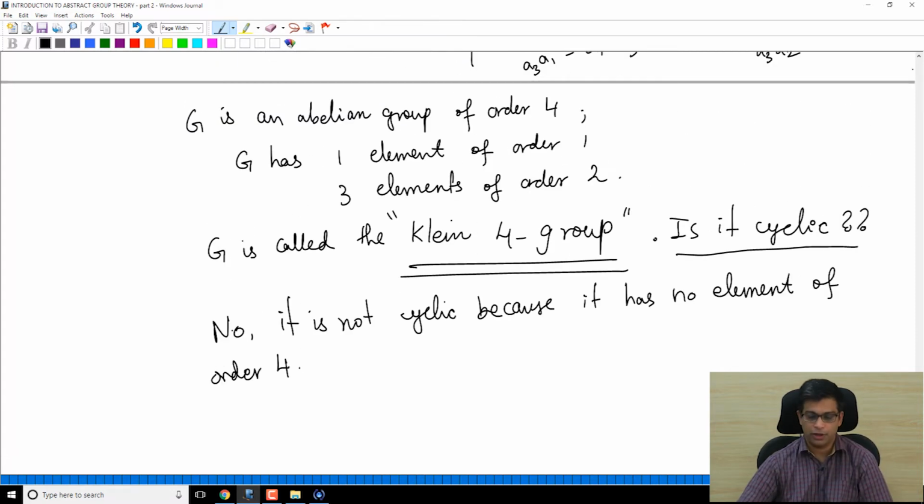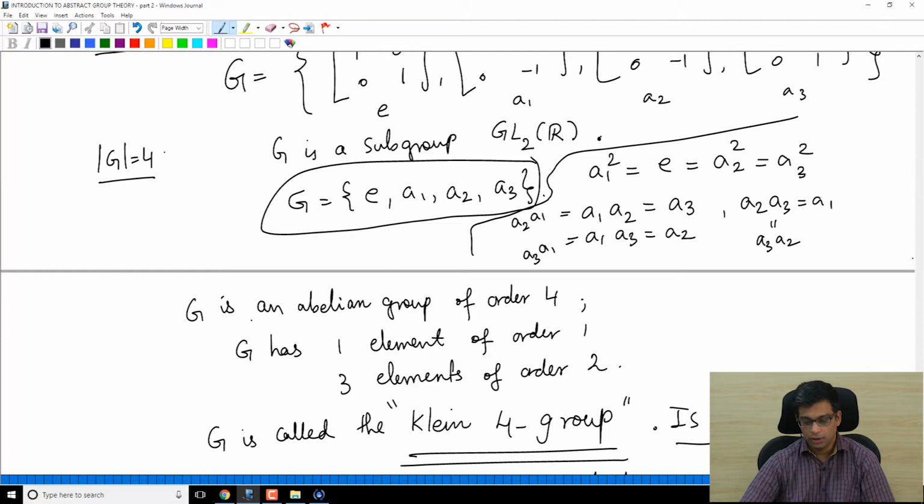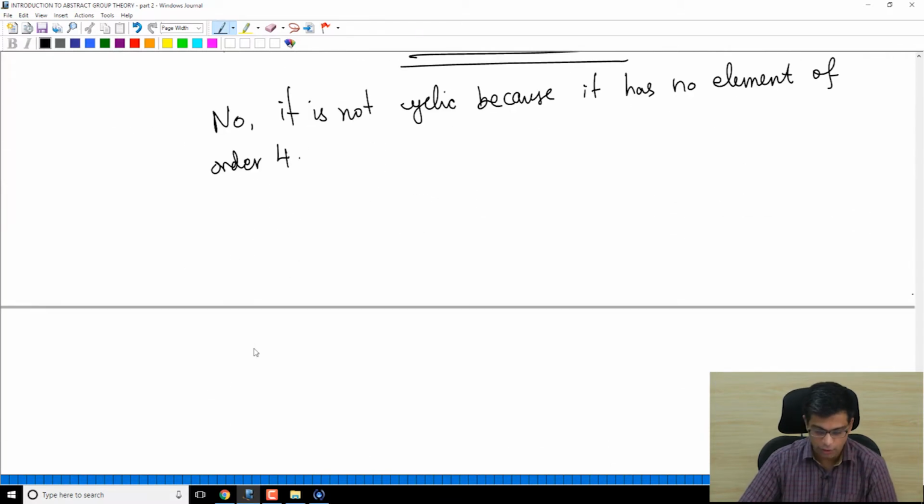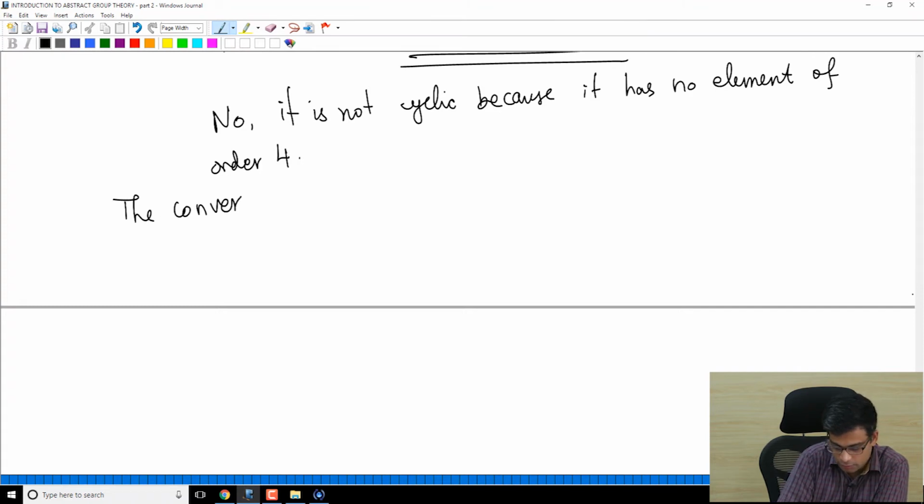Now this is an important example to illustrate various points. First of all, the converse of Lagrange's theorem fails here.